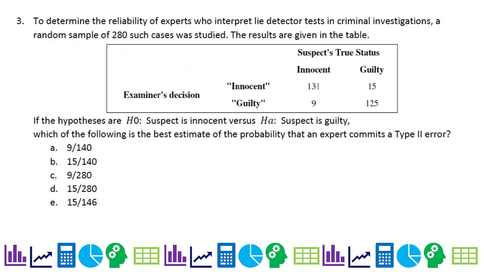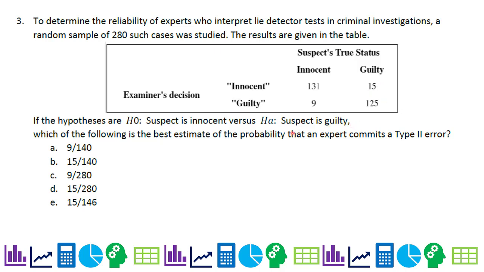Number 3, to determine the reliability of experts who interpret lie detector tests in criminal investigations, a random sample of 280 such cases was studied. The results are given in the table. So you can see here we've got what he decided, and here's the true status. You're either in this world, here, let me get my pointer here. The guy's either innocent or he's guilty. So when they were innocent, the examiner chose innocent 131 times and guilty 9 times. And when they were guilty, he chose innocent 15 times and guilty 125 times.